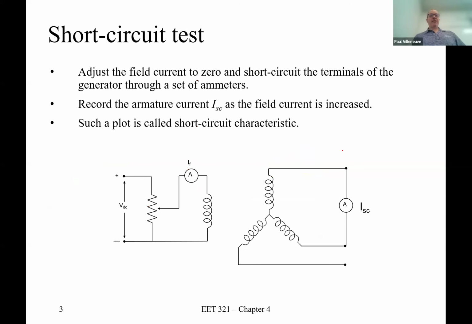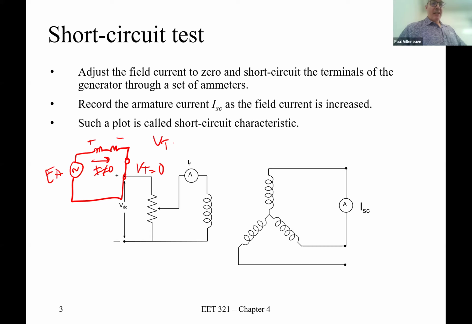Let's go to the short circuit test. Let's show my equivalent circuit. I'm going to do exactly the same as I did in the open circuit test, but instead of running it open circuited, I'm going to do short circuited. So I know that my terminal voltage is going to be equal to 0. The current through here does not equal 0. That means there's a voltage drop across there, which means this is my EA. So VT does not equal EA.